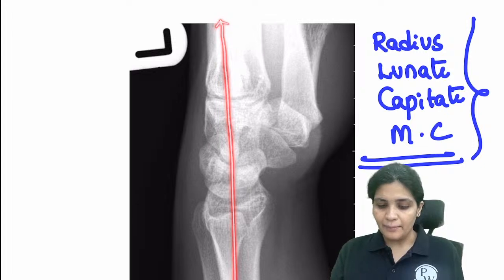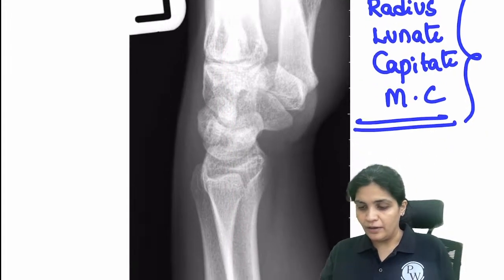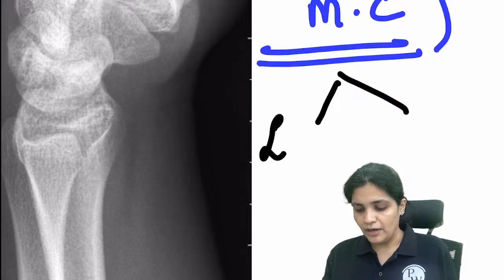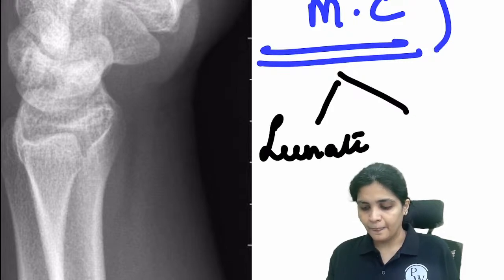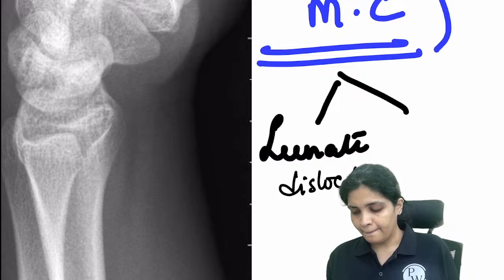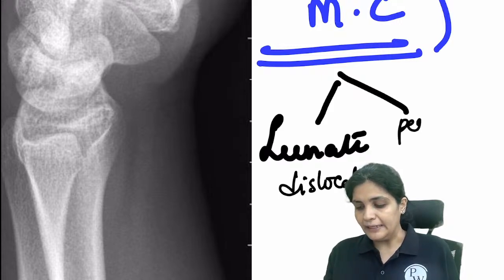So why do you want to comment on whether it is a straight line or not? Here we are going to learn about one important thing: the lunate dislocation, the perilunate dislocation.